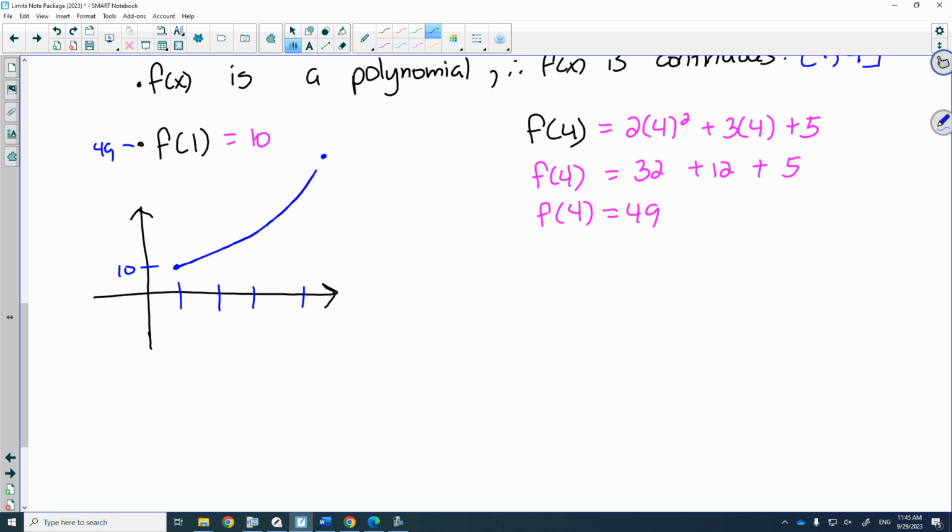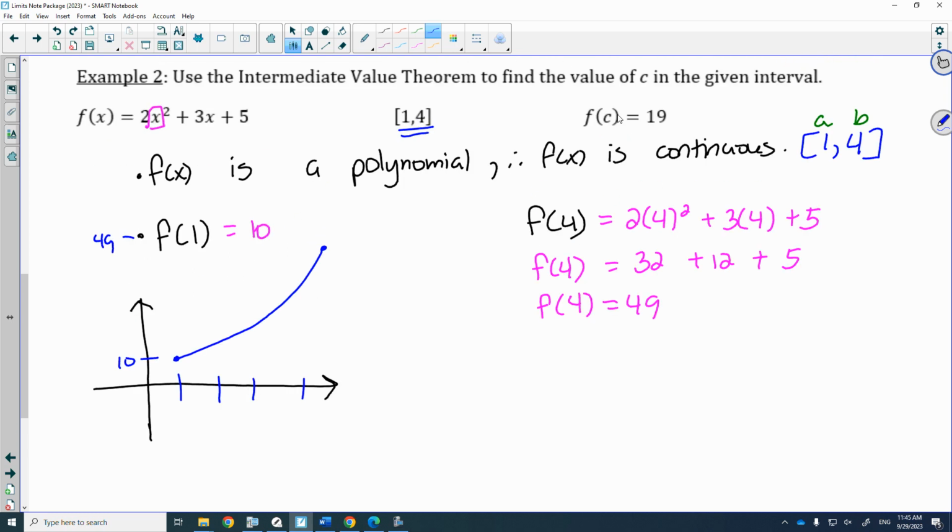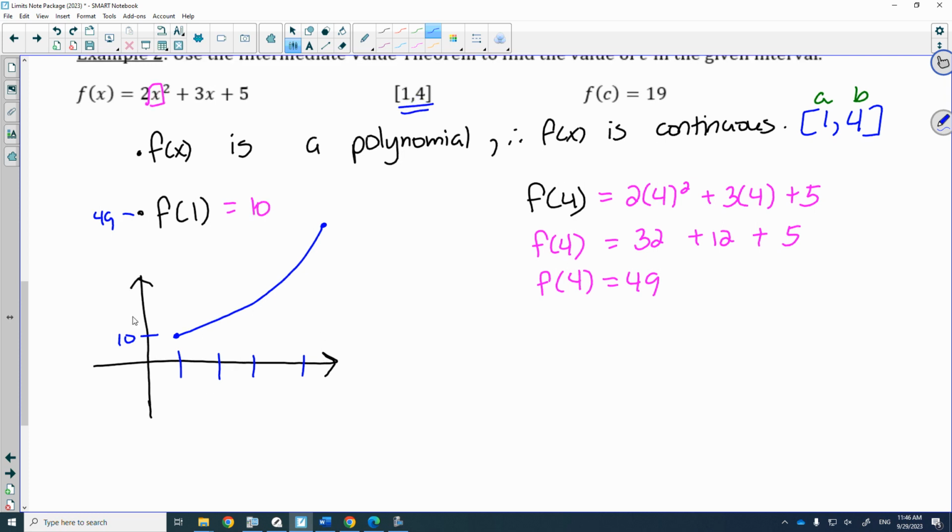So I'll go from here to here. What this f of c equals 19 is asking is, is there going to be a c value somewhere on here, when we go from 10 to 49, where we are going to have a y value of 19? What was that x value that gives us this y value of 19? Because clearly, let's say that this is 19. They want to know, what was that c value?